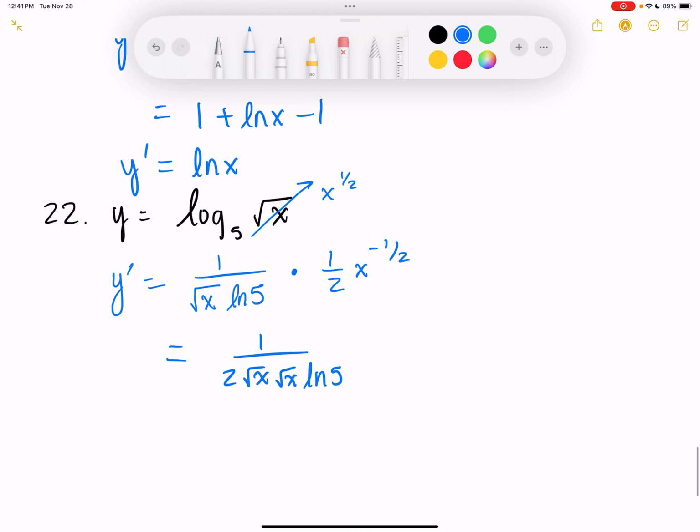I moved the 2 from the 1/2 to the bottom, and then I moved this x to the negative 1/2 to the bottom as a square root. Oh, I forgot to write that. Can we multiply the square root? What does that give you? x. So you just keep it out. So 1 over 2 x ln 5.